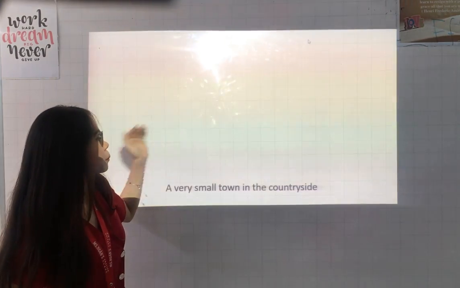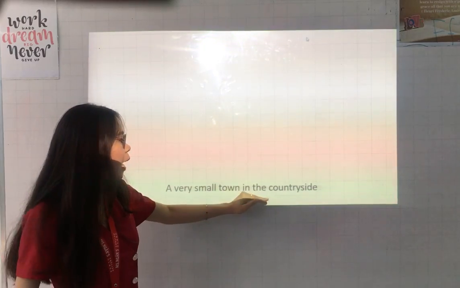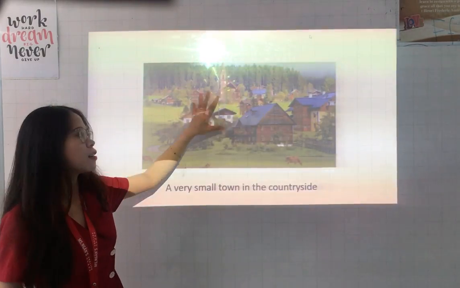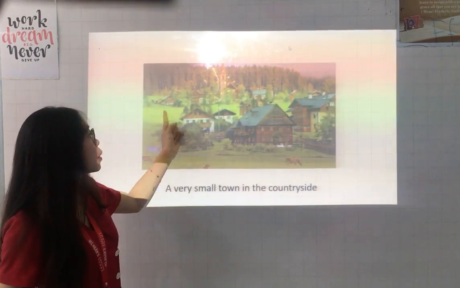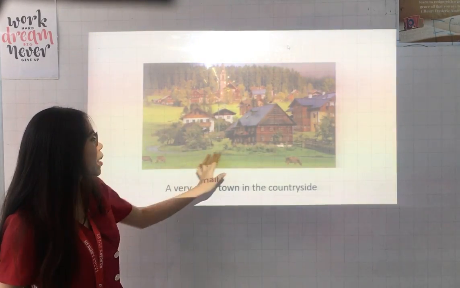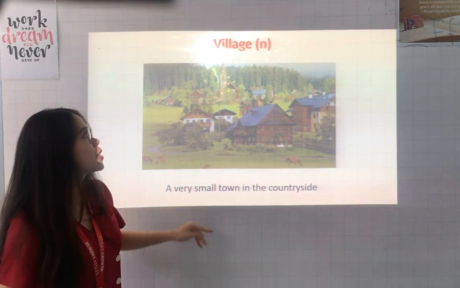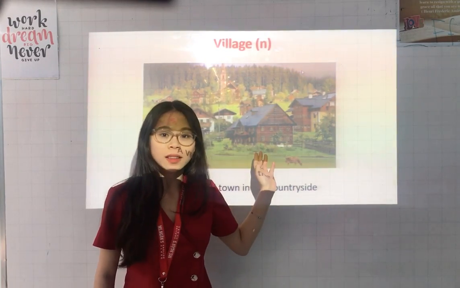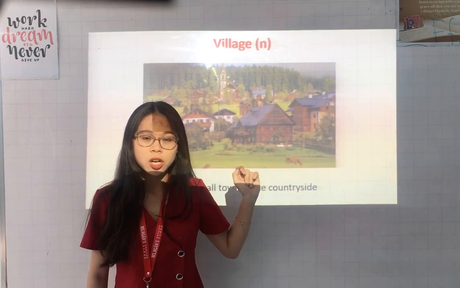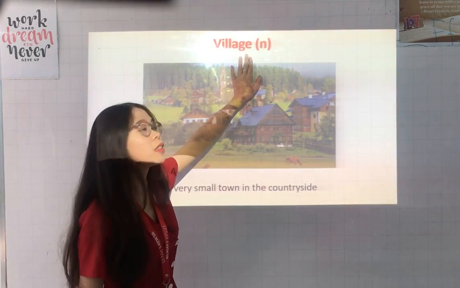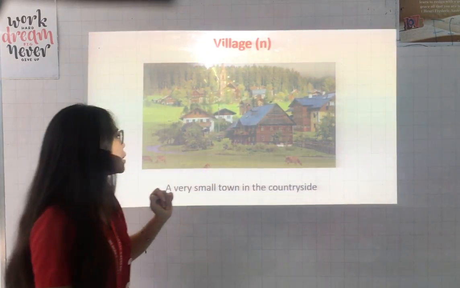So next one. Very small town in the countryside. Here we can see a lot of grass. We even have the cows here. So we say this one is the village. Village. Okay, one more time. Village.